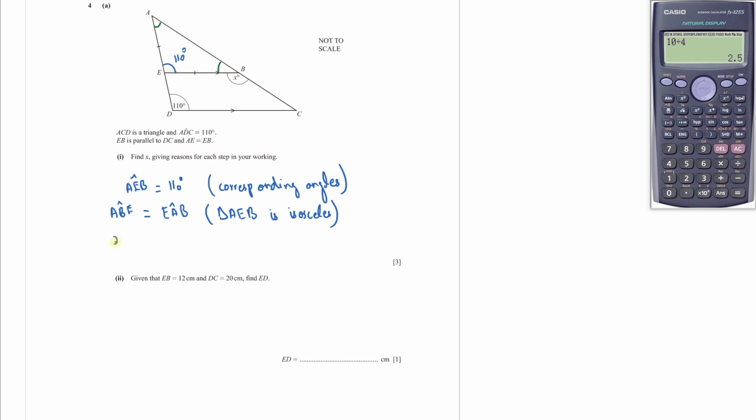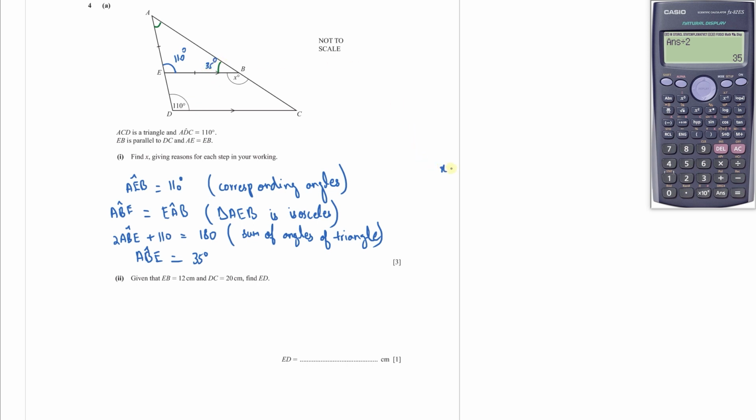So 2 times ABE plus this angle 110 should equal 180 degrees, sum of all the interior angles of a triangle. So this will give us ABE equals 180 minus 110, divided by 2, which is 35 degrees here. The reason here was sum of angles of a triangle. And now you have this angle as 35.